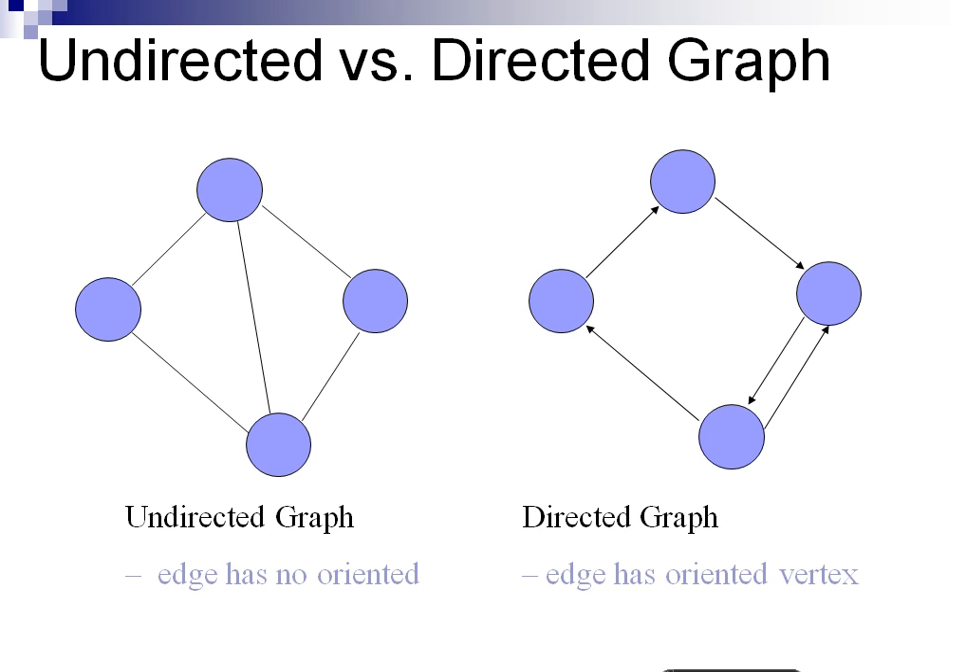Now there are two types of graphs: directed graph and undirected graph. A directed graph always has an edge oriented toward a vertex. It means that it always has a direction over the edge pointing outward to the node, whereas an undirected graph shows only the connection. There is no orientation, no direction is shown.